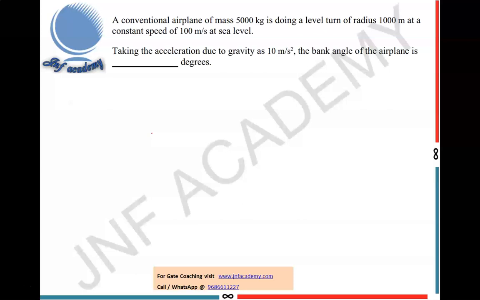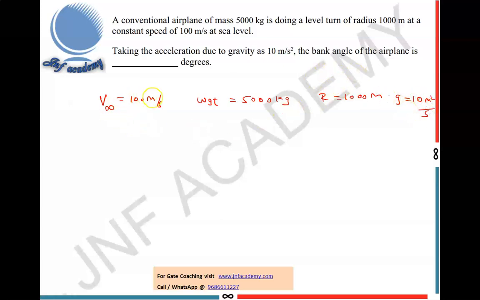They have asked the question about the turn. A conventional airplane of mass 5000 kg is doing a level turn of radius 1000 meter at a constant speed of 100 meter per second at sea level. So the aircraft is taking a level turn where they have taken the V infinity is equal to 100 meter per second, and the weight of the aircraft is given to be 5000 kg. Radius of the turn R is equal to 1000 meters. So the radius of the turn is 1000 meter. They have asked us to assume the acceleration due to gravity to be 10 meters per second square.